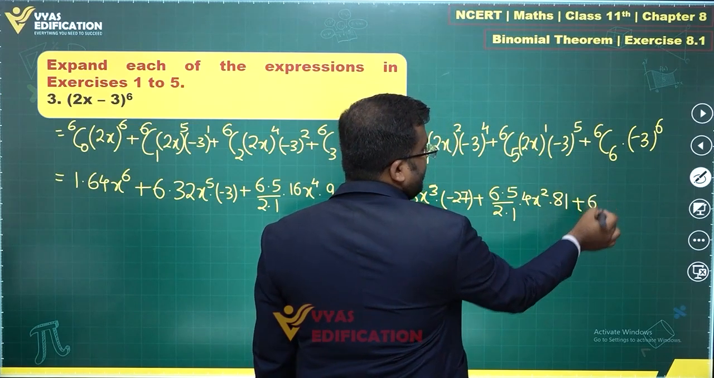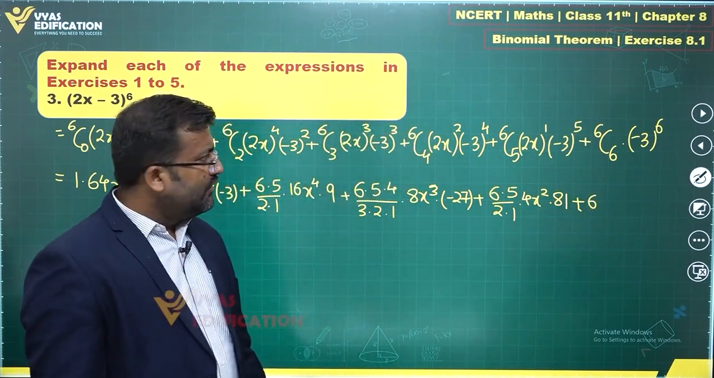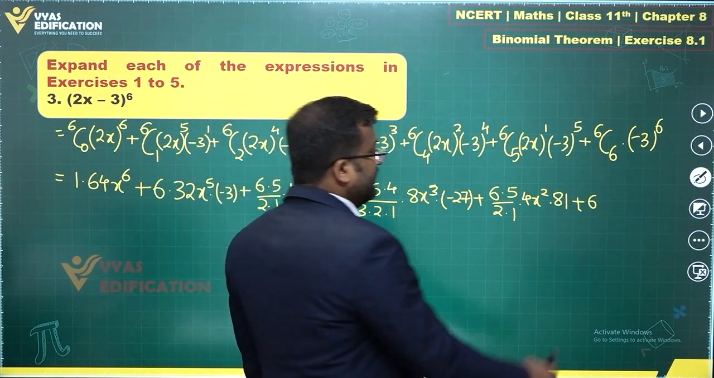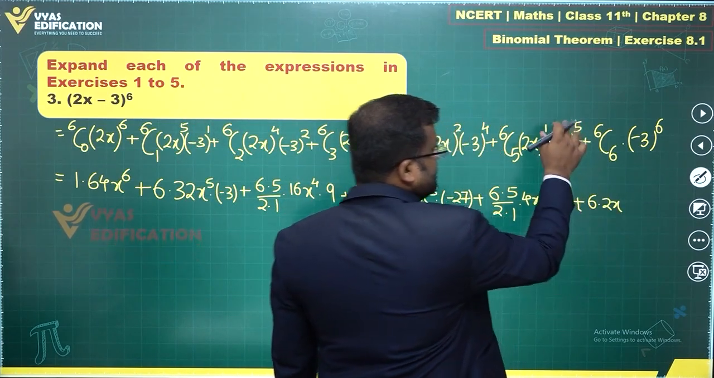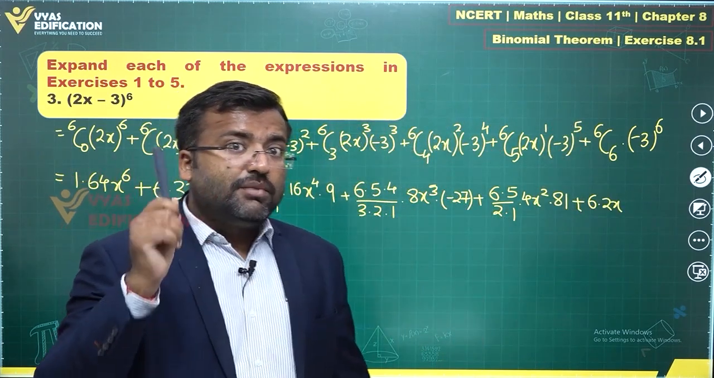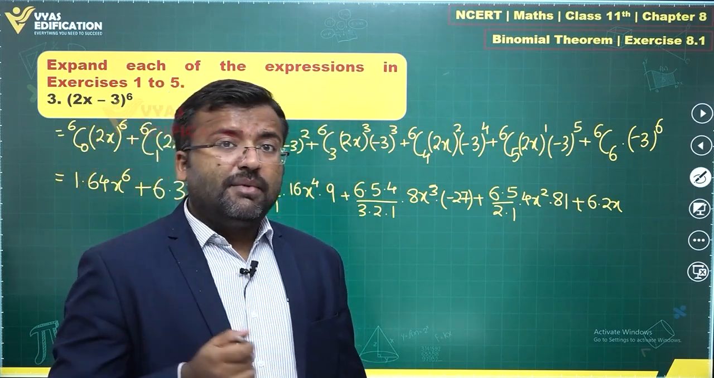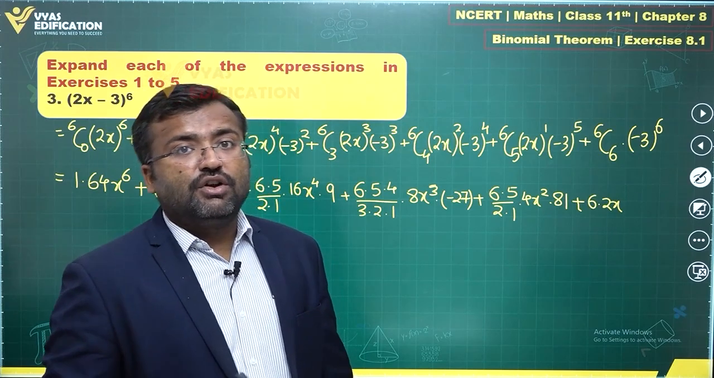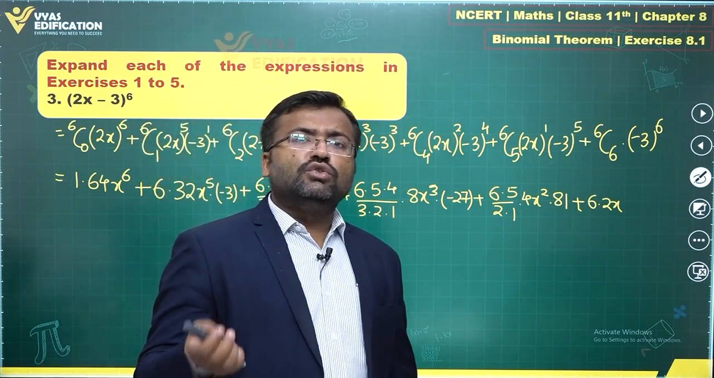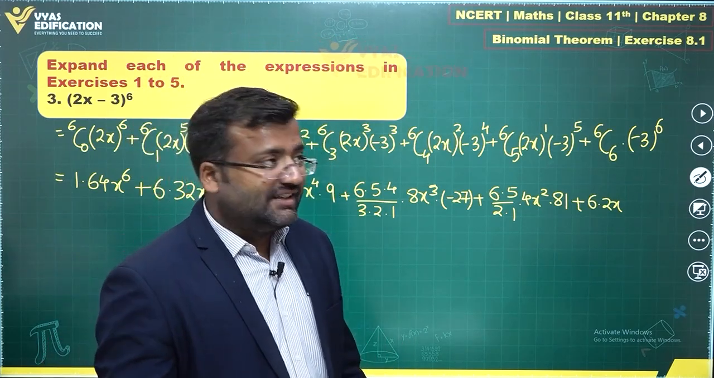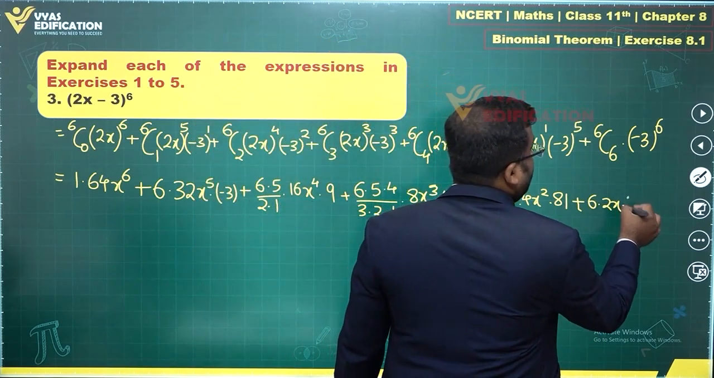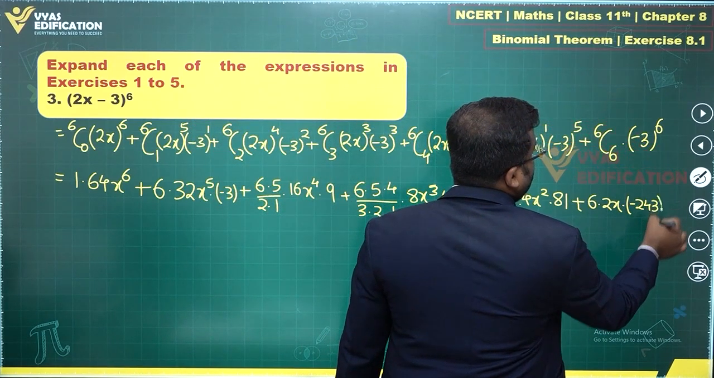What is 6C5? 6C5 is simply 6. And (2x)^1 will be simply 2x. Minus 3 power 5. Now that is interesting. This will be minus of 3^5. Since the power is odd, there will be a minus remaining. Now what is 3^5 equal to? 3^5 is simply 243. So this is minus of 243 in the product over here.